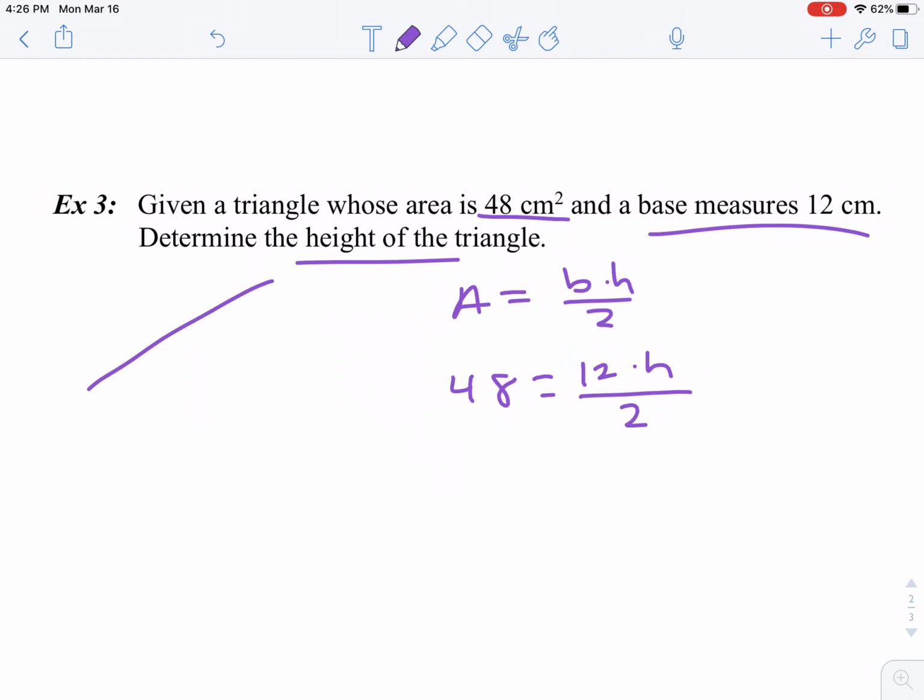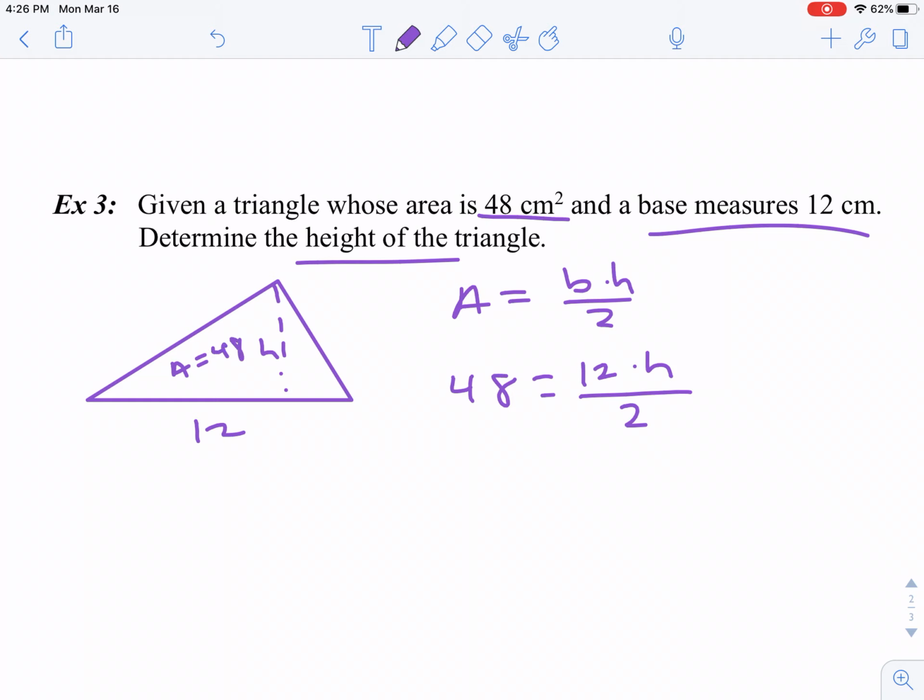Now, if I wanted to draw a picture, I could, and I could say, okay, well, the base is 12. We don't know what the height is, but we know the area is 48. You know, we could draw a picture to help us. So I'm going to go ahead and solve this.